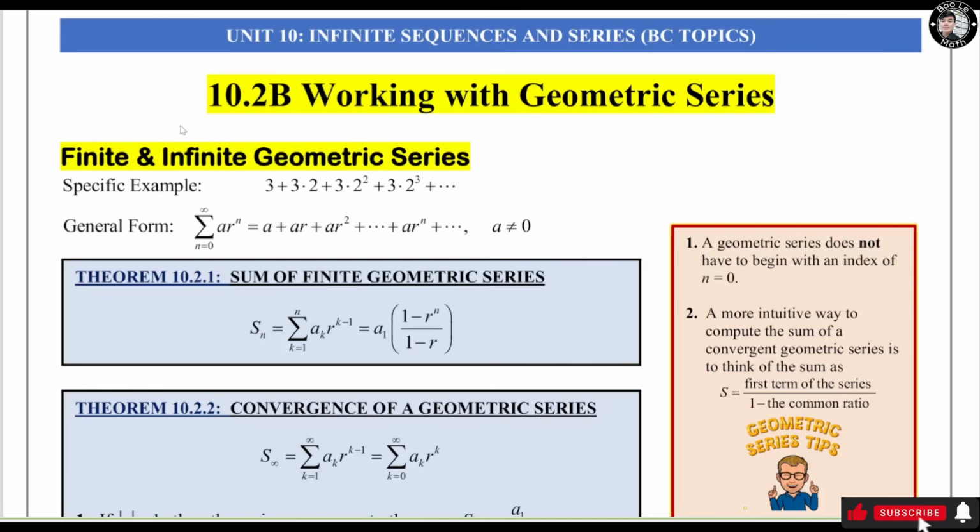Hello everyone, in this video we're going to learn how to work with finite and infinite geometric series. Alright, so we have two theorems right here. The first one is going to be the sum of a finite geometric series. It's going to be given by this formula.